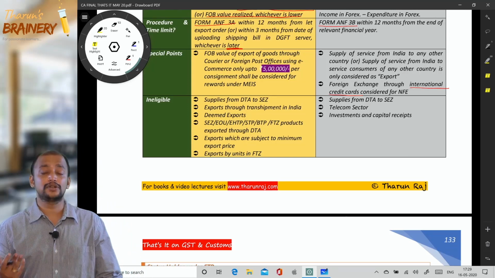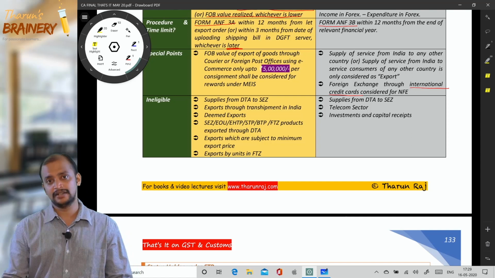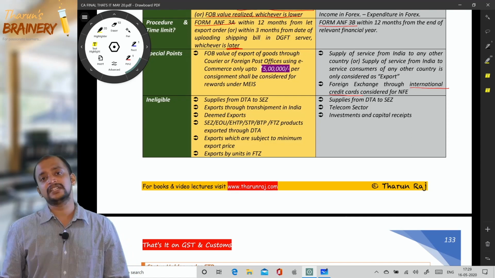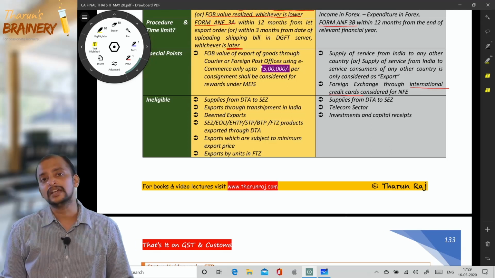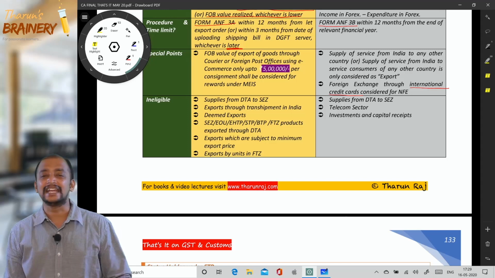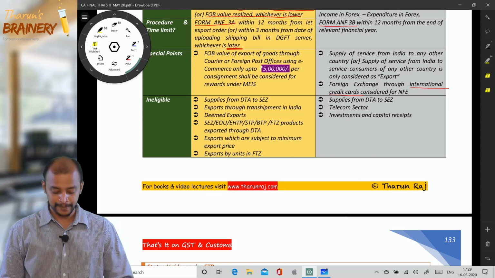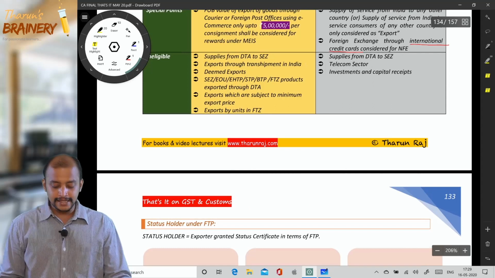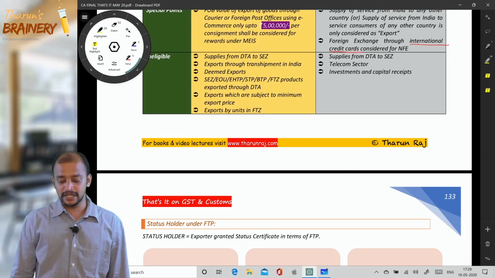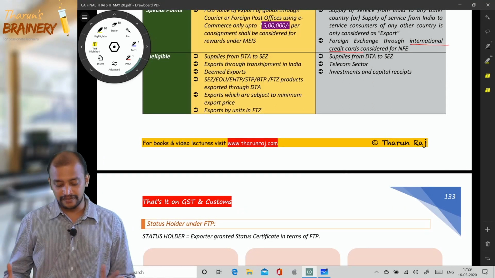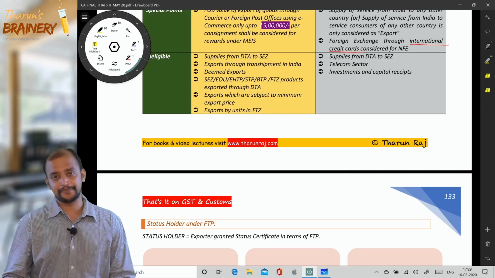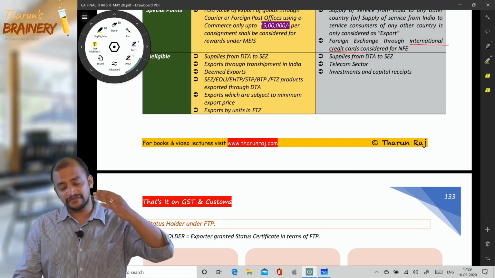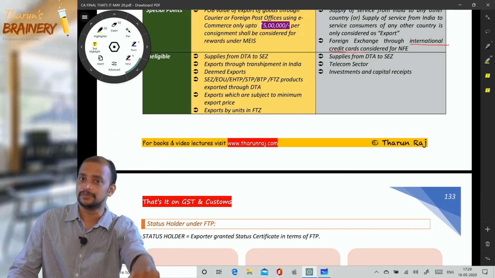Supply to SEZ is also deemed export as per the SEZ Act. Whereas under foreign trade policy, we have a list of deemed exports, like what we have in GST. In case of deemed exports under foreign trade policy also, you will not get any benefit under MEIS. Next, SEZ, EOU, EHTP, STP, BTP, FTZ products exported through DTA. That is, all these units, if they directly export from there, they are eligible.